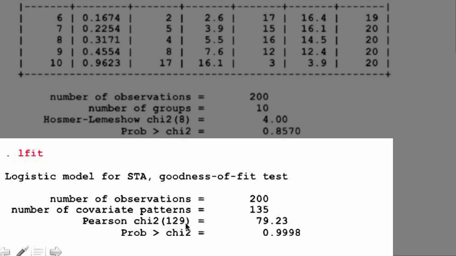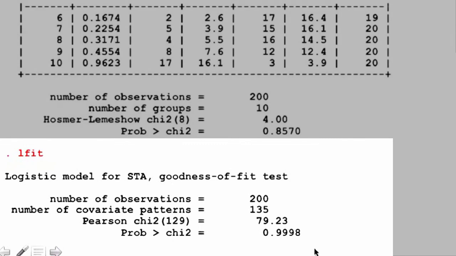It also tells us that out of the 200 subjects in the study, we had 135 covariate patterns. And again, if you were to do this with Pearson chi-square, that translates into 129 degrees of freedom for the Pearson chi-square test. Still, you can see way too many covariate patterns to believe this particular p-value, which is 99.98%. That's not accurate, because it can't be, because you have so many covariate patterns.